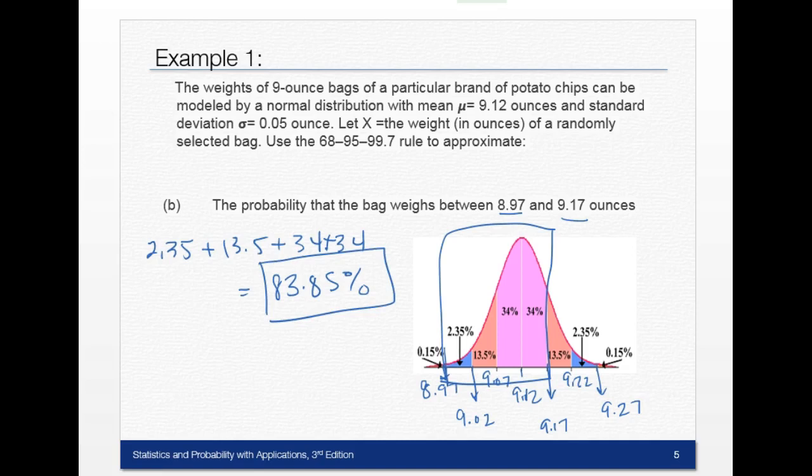Okay, so the picture is very, very important. You need to make sure you draw the pictures, label the boundaries, and know your percentages for each of these little slivers of the graph. If you know those, this is really easy. Okay, hopefully this makes sense, and we'll see you in class.